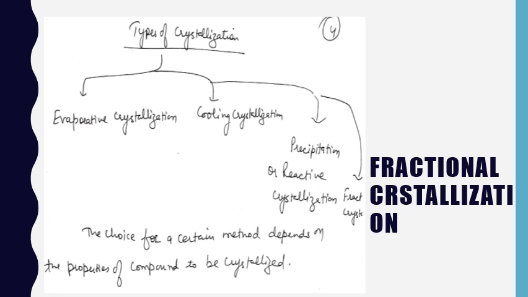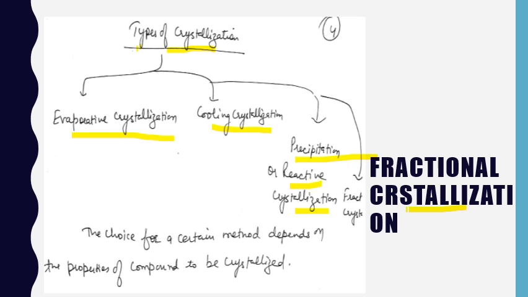Now we go for the various types of crystallization methods, depending on the major process involved. The first category is evaporative crystallization. The second is cooling crystallization. The third is precipitation, which is also called reactive crystallization, and the fourth one is the fractional crystallization process.